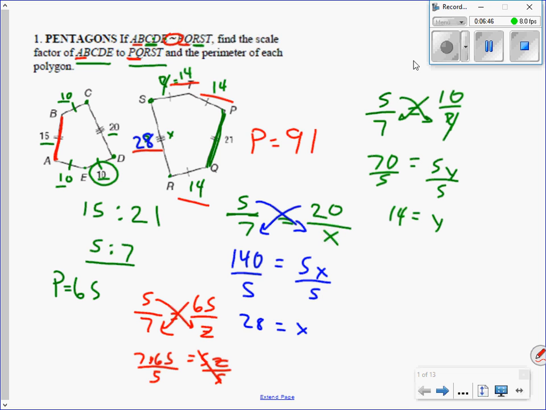But either way, if you get 91, I don't care if you go through and find all the sides, or if you set up the scale factor for the perimeter. I'm good either way.